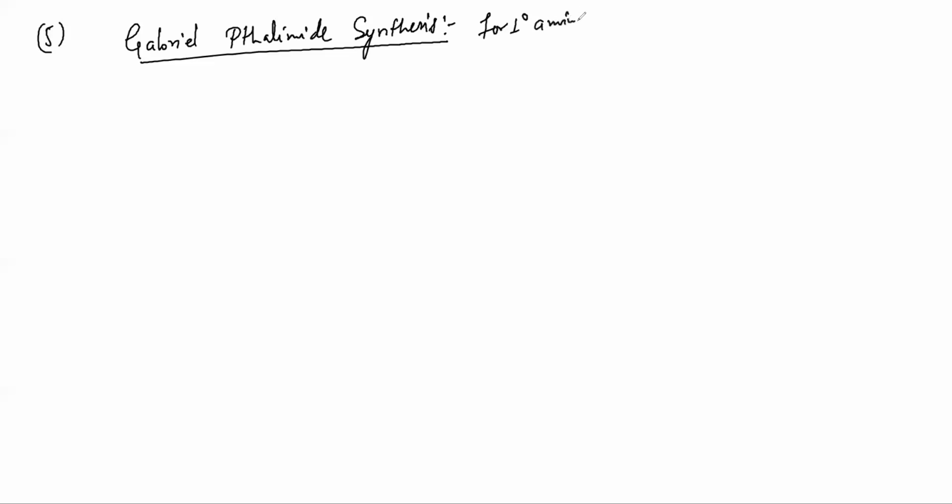Fifth. Now this one is important. Gabriel phthalimide synthesis. This one is important. For 1 degree amine only. You can't go for 2 degree or 3 degree. Now, what happens here? I hope you remember this.